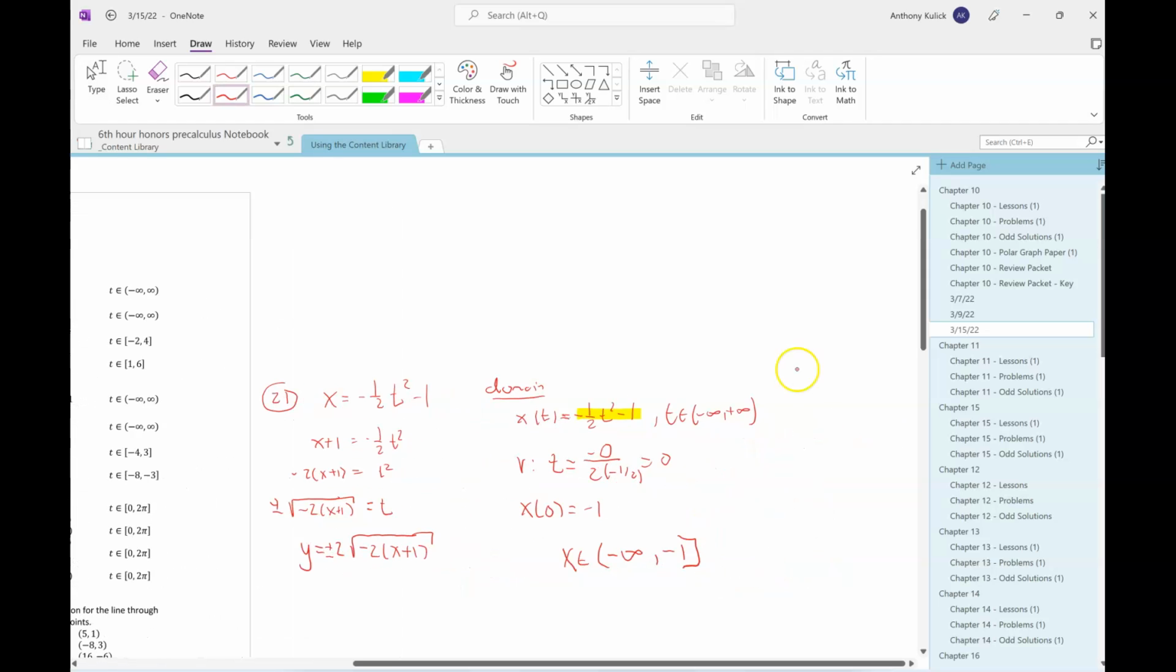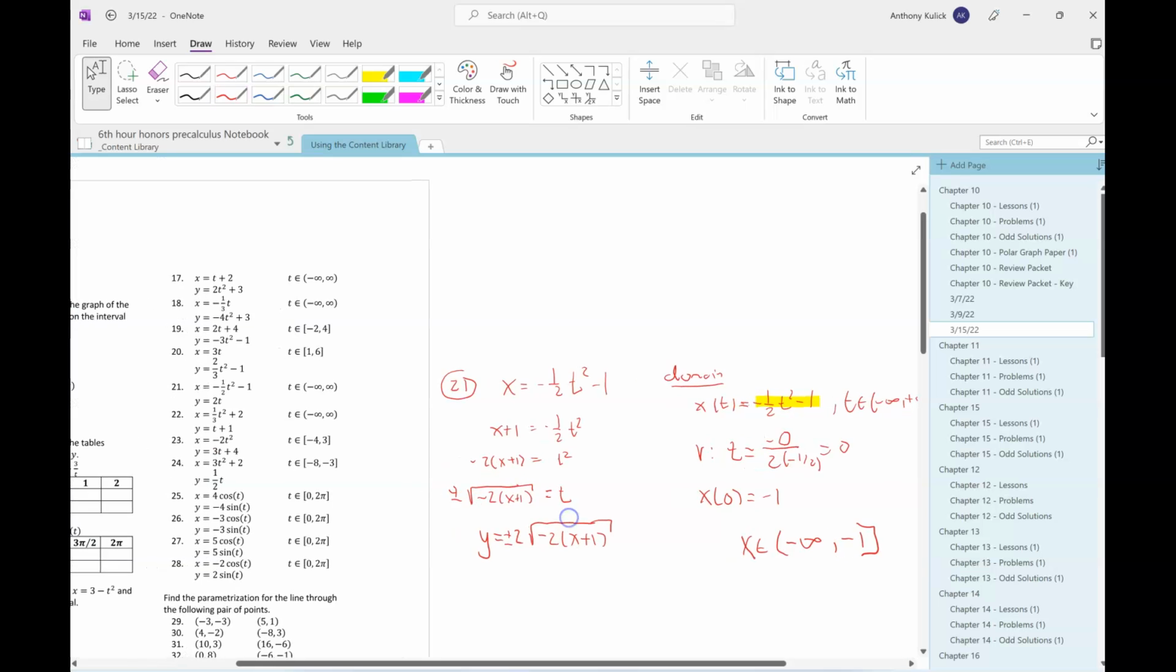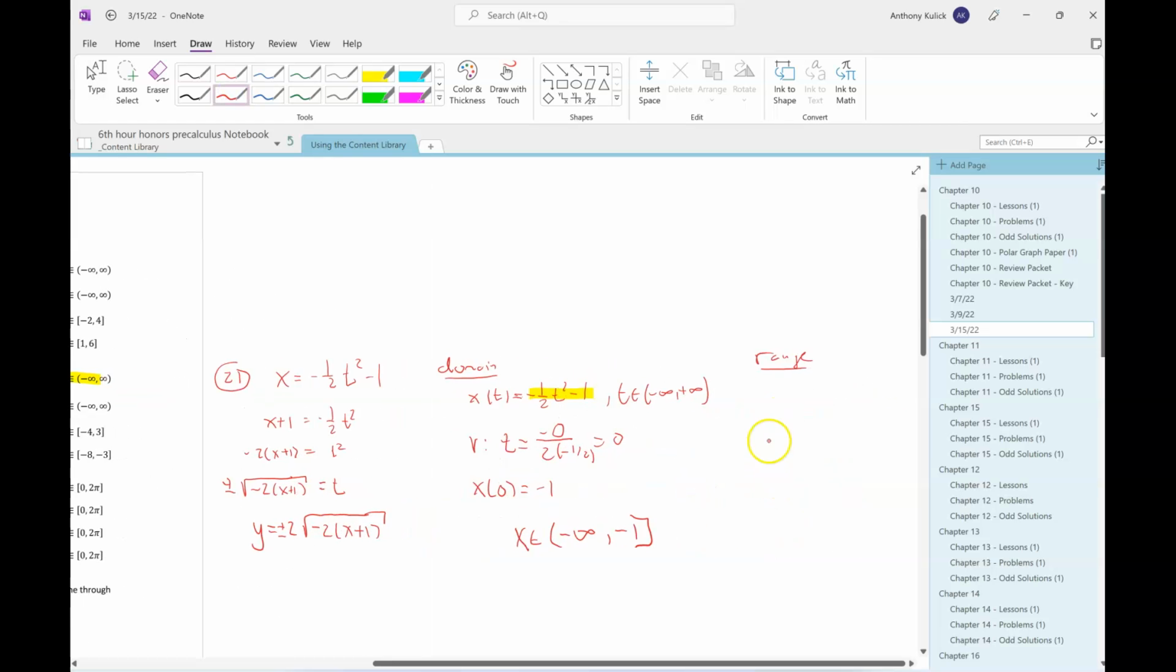And then the range, since the y-coordinate is a linear function and the domain is all real numbers, I know that the output for that function is also going to be all real numbers, without really having to do anything there.